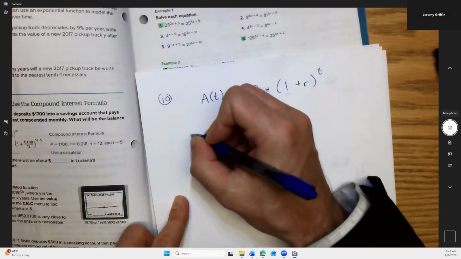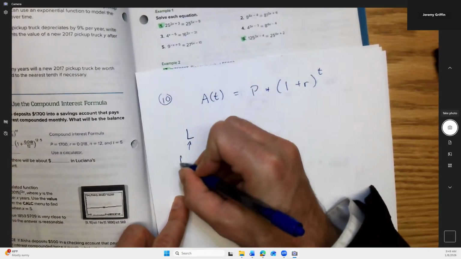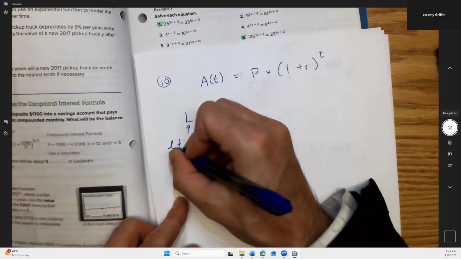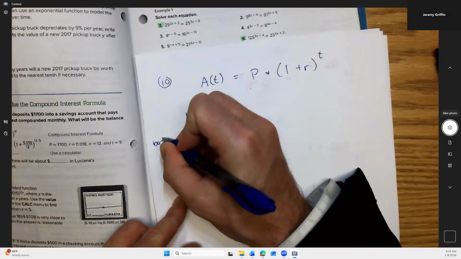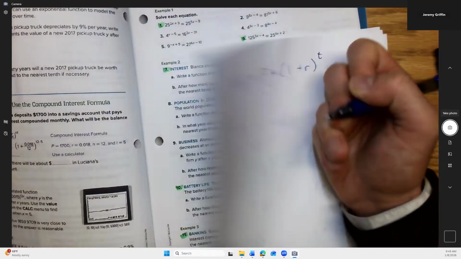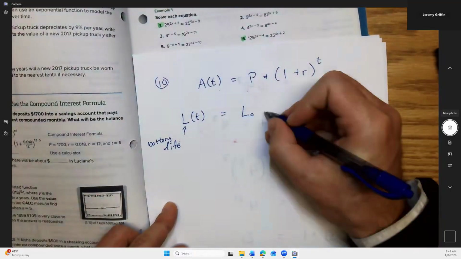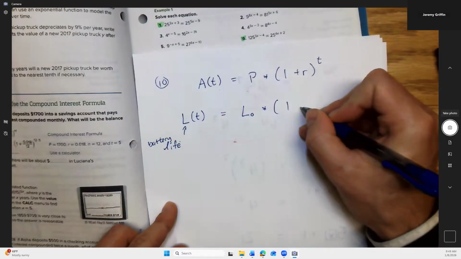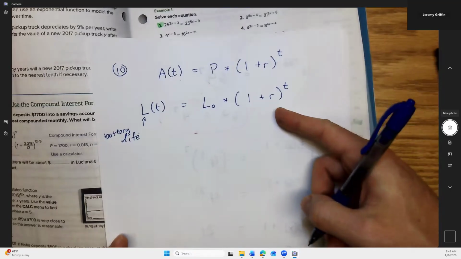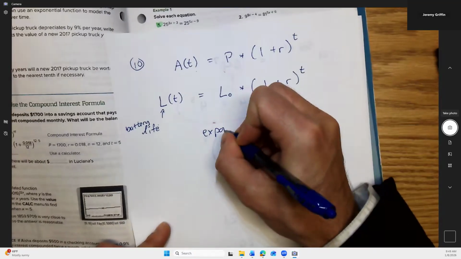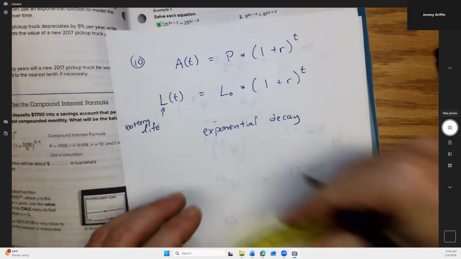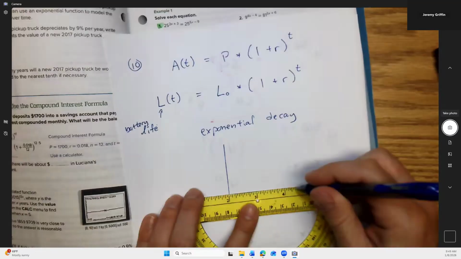I can say the lifetime. I'll do L for lifetime, or is that what they called it? Yeah, battery life. So battery life as a function of the number of years gone by equals the initial battery life times 1 plus r to the t, for t in years. Now the catch with this one is this is actually exponential decay. If I make a graph of this, I can show you what the basic graph looks like.